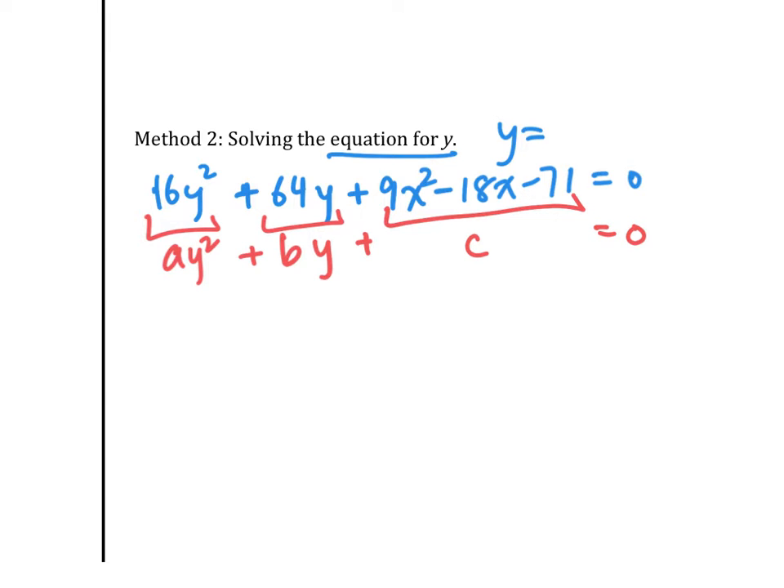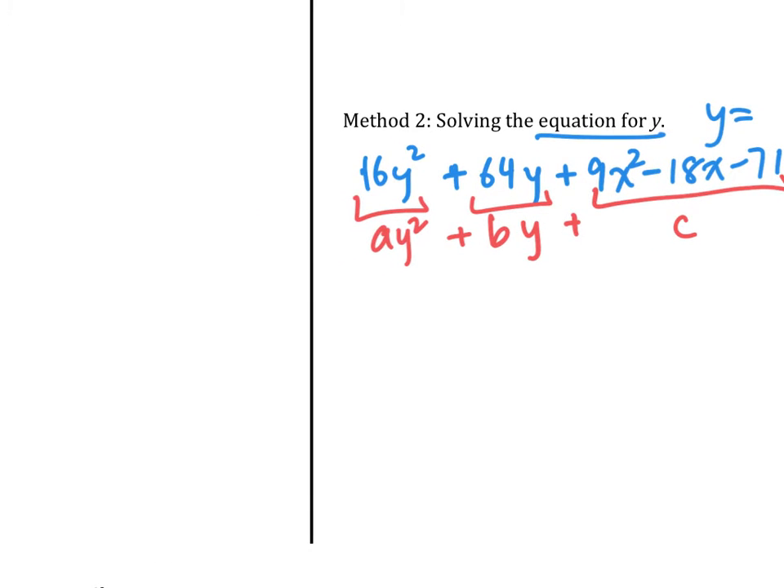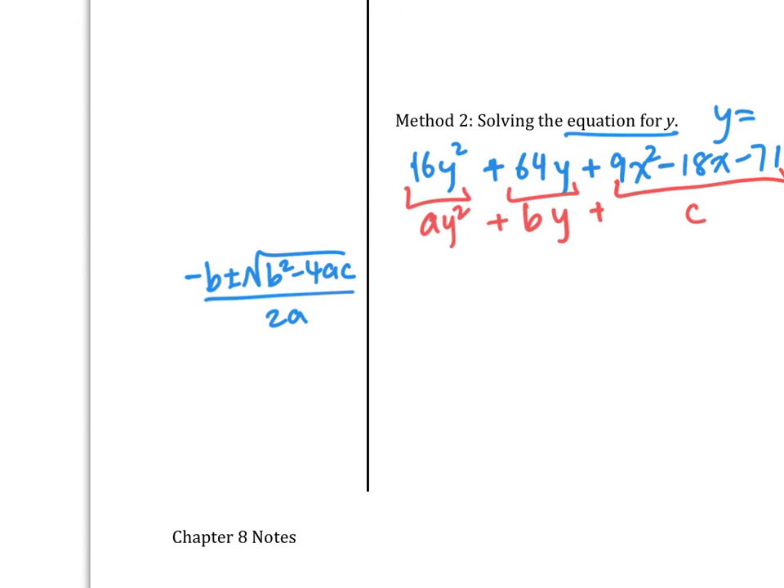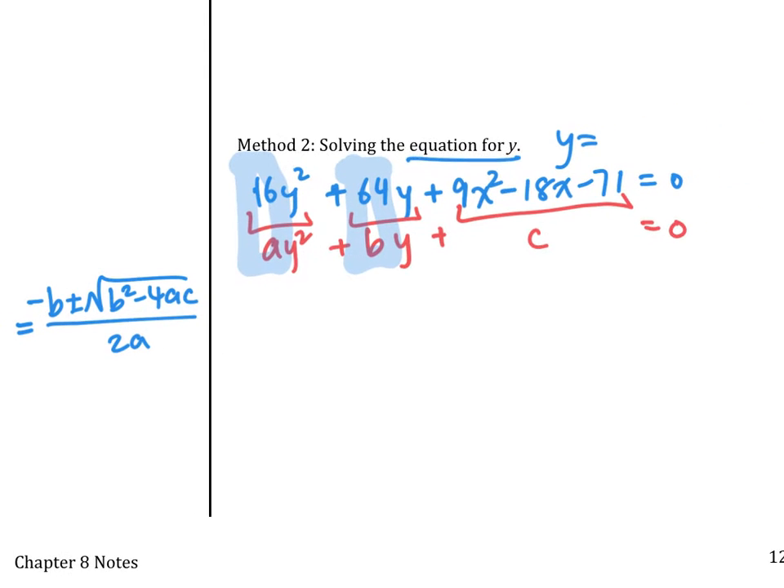So how do I use the quadratic formula? Well, we know that the quadratic formula is negative b plus or minus the square root of b squared minus 4ac, all over 2a. In this case, since we're solving for the variable y, this is equal to y. So how do we actually apply this? Let's just do a matching game. Whatever is in front of y squared, in this case 16, is a. Whatever is in front of y, which is 64, is b. And then c is everything else that doesn't have a y.